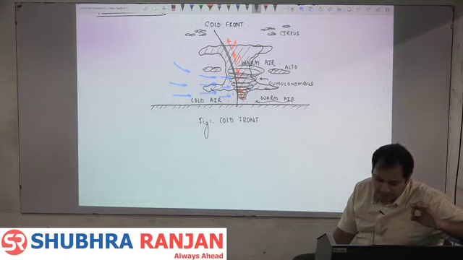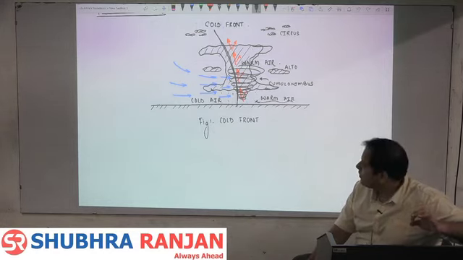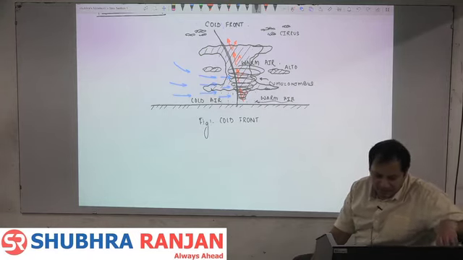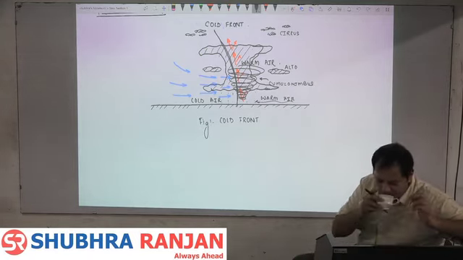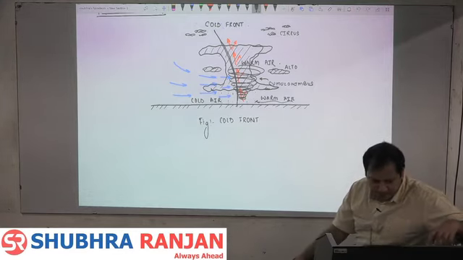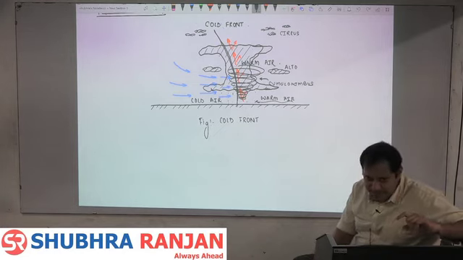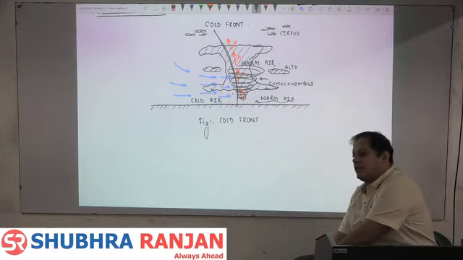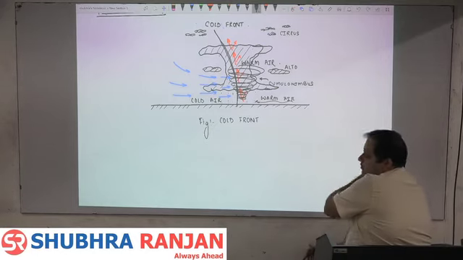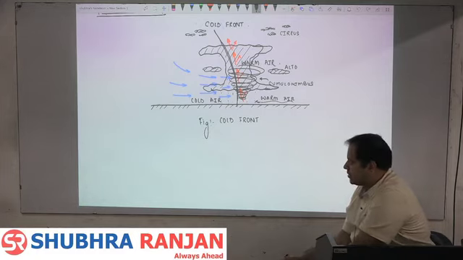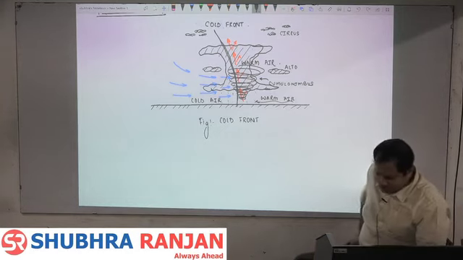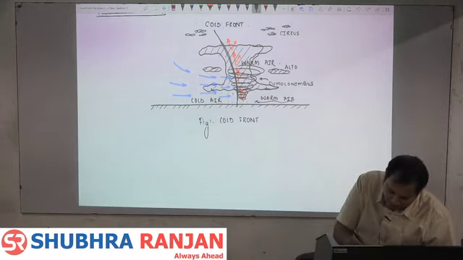Third point, convective instability causes very heavy rainfall, causes very heavy precipitation, along with lightning, thunder and hailstorms along the squall line.